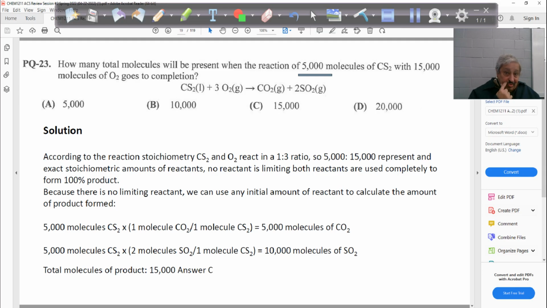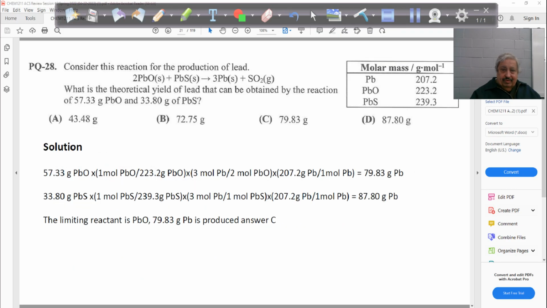So, here. That's their answer. Answer is C, but the setup is not correct. You have to specify which one you are relating to, and you have to calculate which is limiting, which is in excess. So anyway, let's take another one. Oops, sorry.